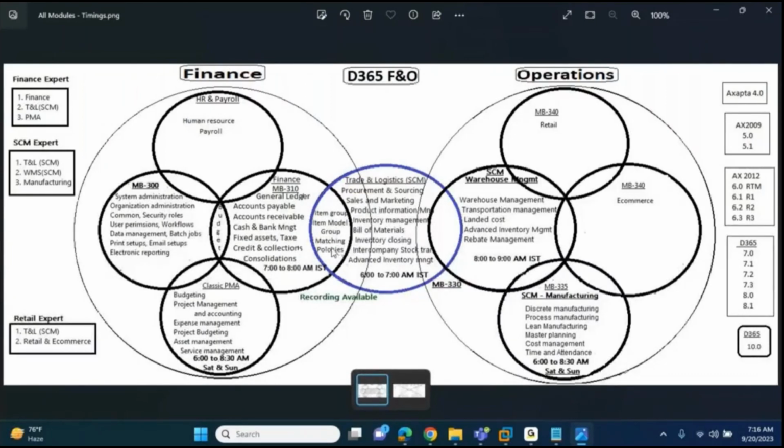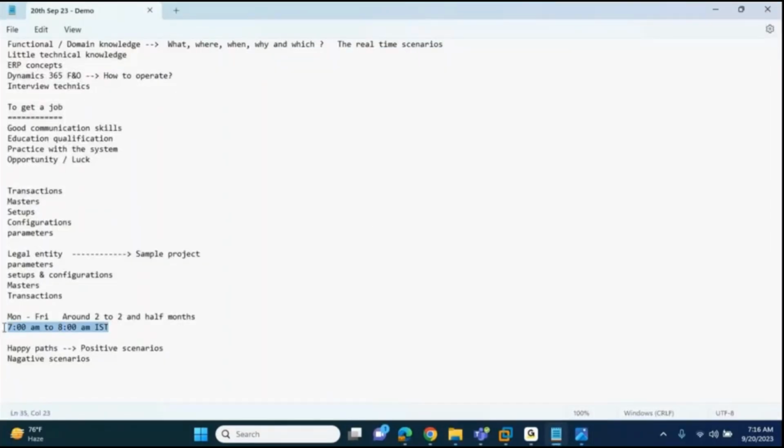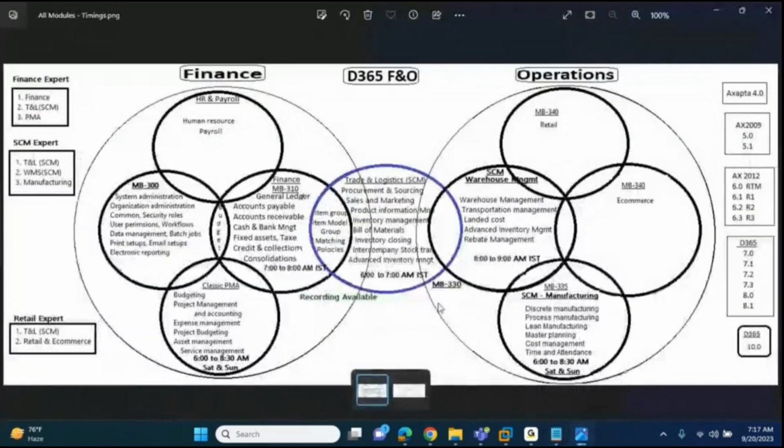So item model group, matching policies, inventory matching, invoice matching policies. Okay. Those things are required for both. I'll teach you for a few days. It is every day 7 to 8. But for a few days, you need to be available 6 to 8. This is for 10 days only.